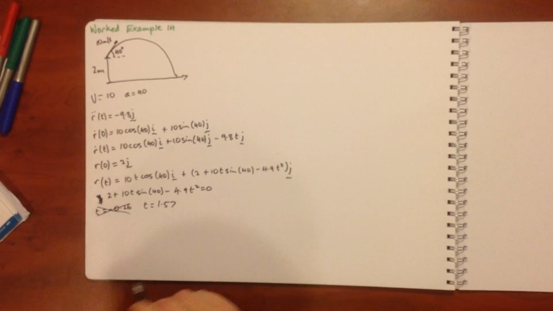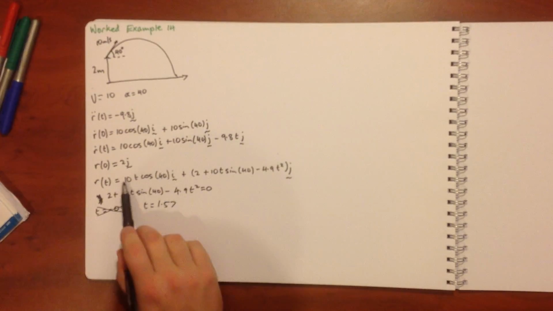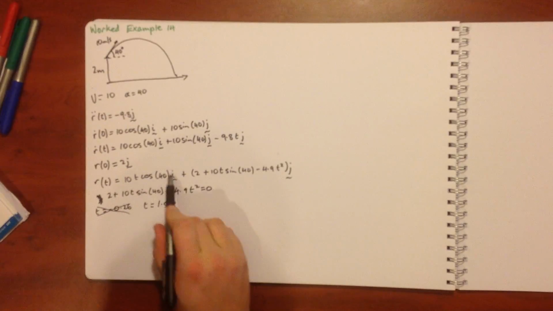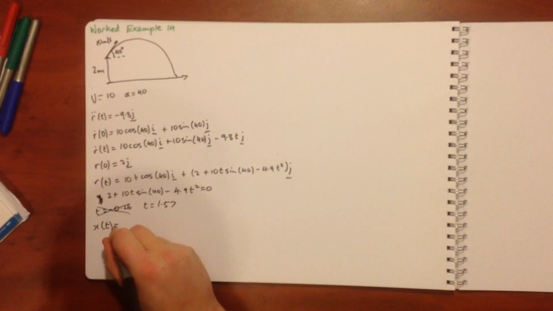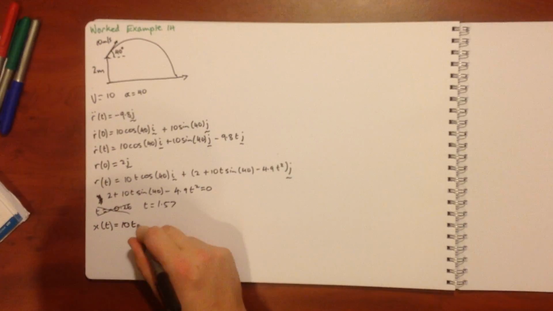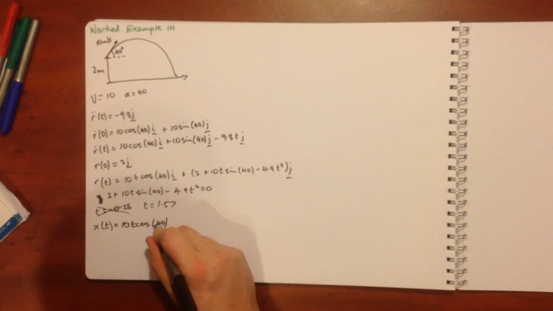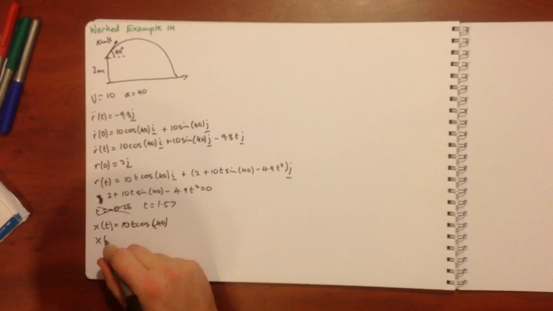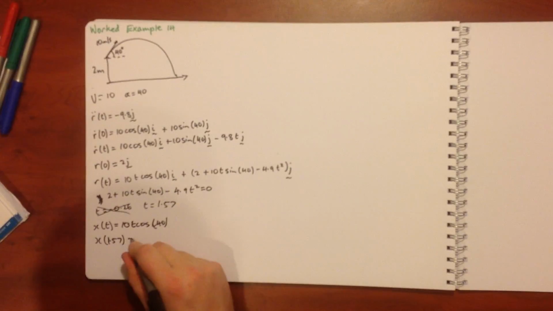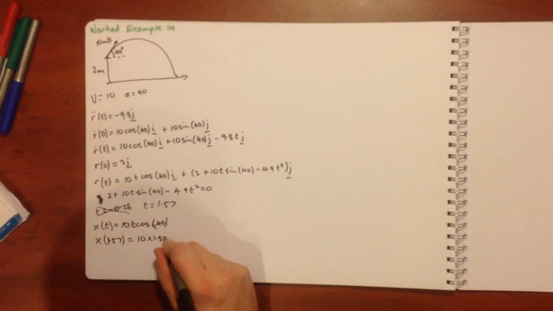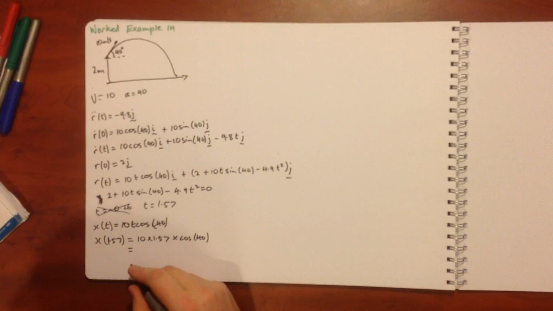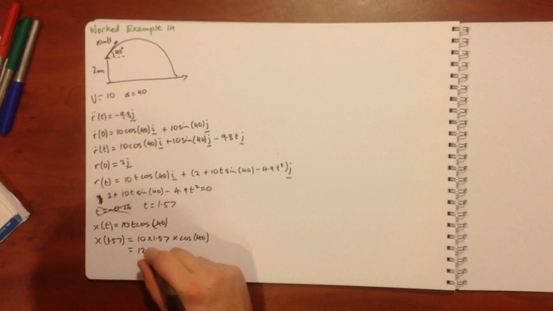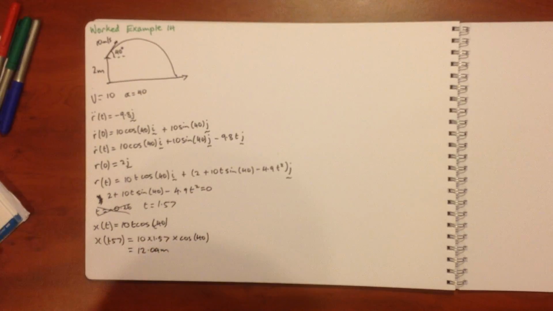So we can then say, how far does it go? Well, we can put our t value into our horizontal component here. We know x of t is 10t cos of 40. So x of 1.57 is 10 times 1.57 times cos of 40, which means we get a horizontal distance of 12.04 metres. So we'll keep moving on. There's a bit more to this worked example.